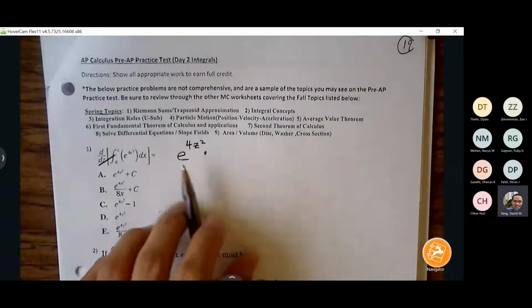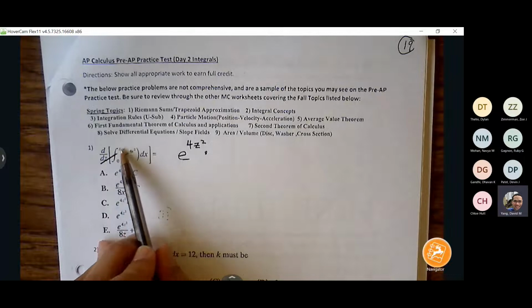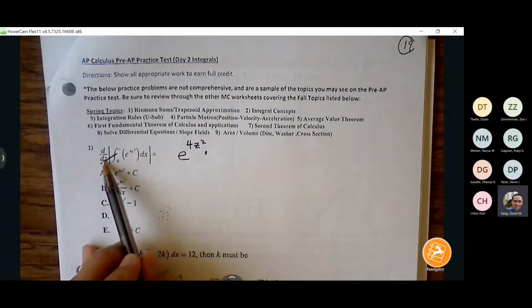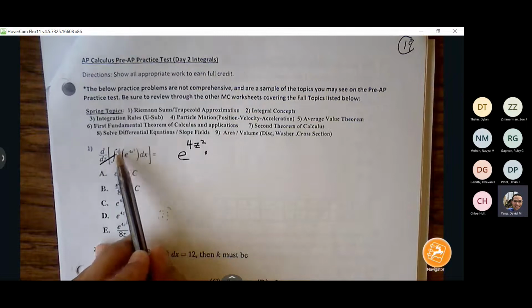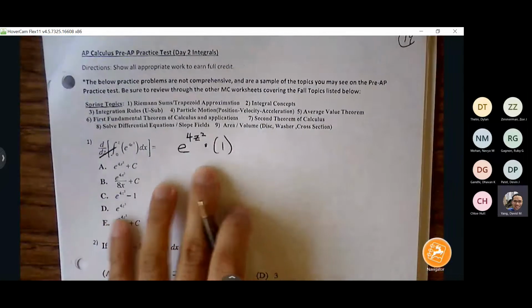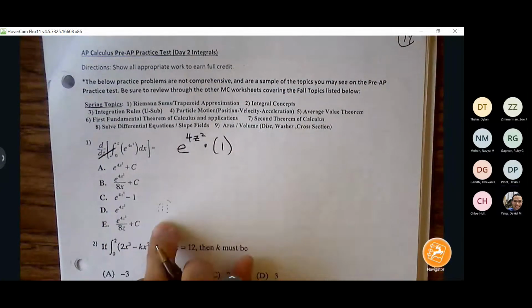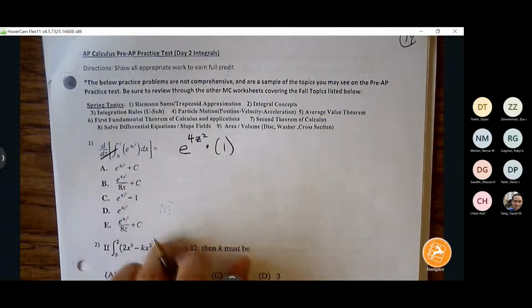Okay, multiplied by the upper bound's derivative. So we have to go to the upper bound and find its derivative. That is the impact that's from the derivative portion of this process. So z's derivative is 1. And that's it, just e to the 4z squared. There's no plus c. Okay.